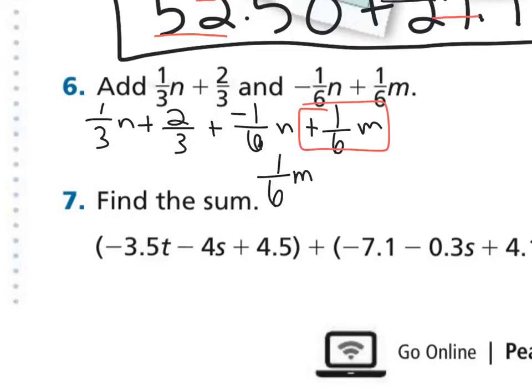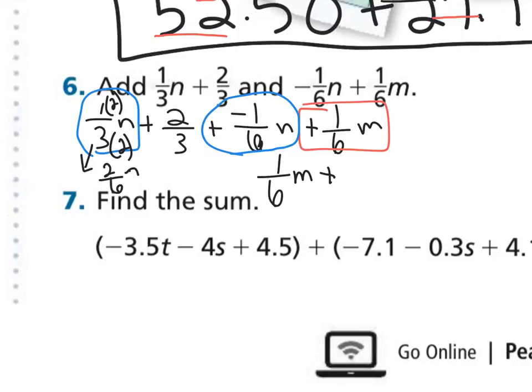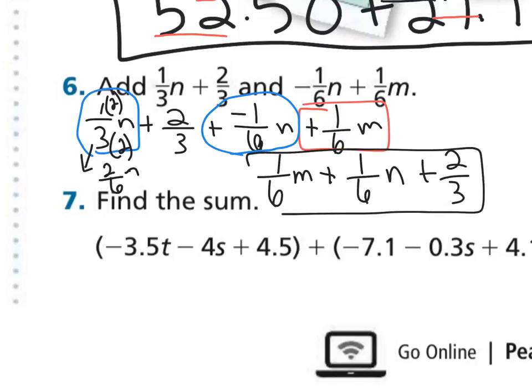And then we look at our N terms. We don't have the same denominators. We've got two N terms with different denominators, so we need to get a common denominator here. So 6 would work. Multiplying that first one, we could change that to 2/6 N plus negative 1/6 N. They're fighting it out. The positives are going to win by 1/6. And then we only have one constant here, which is 2/3. So this should be our answer for number 6.